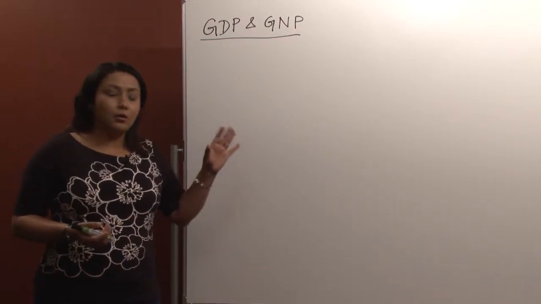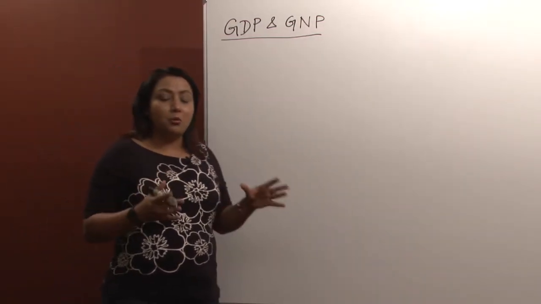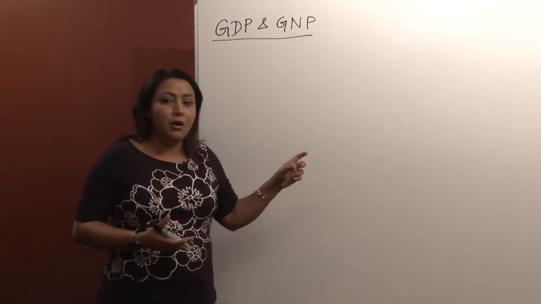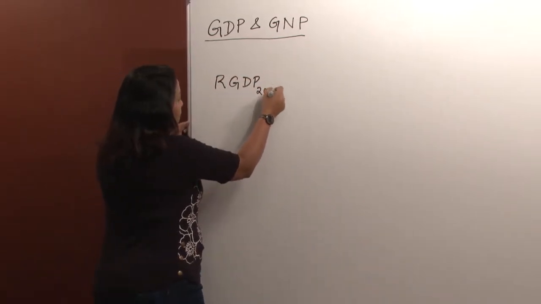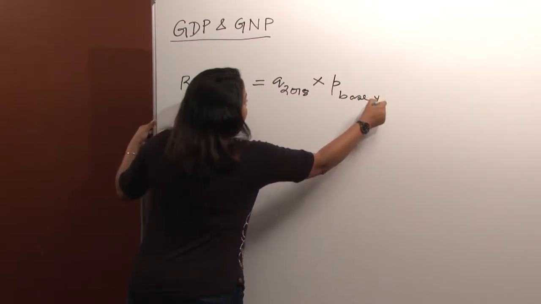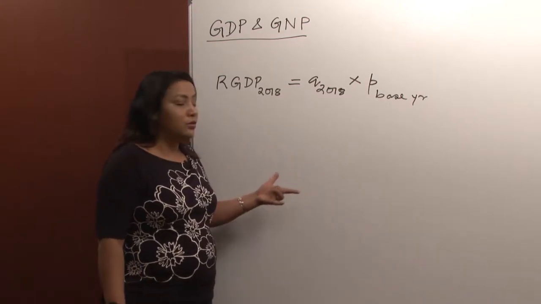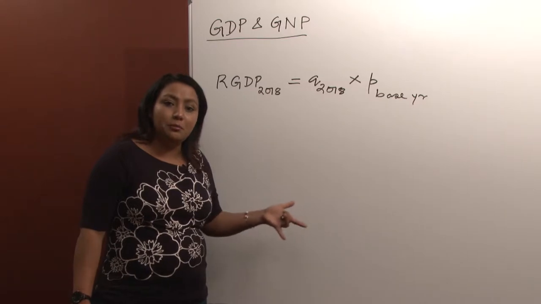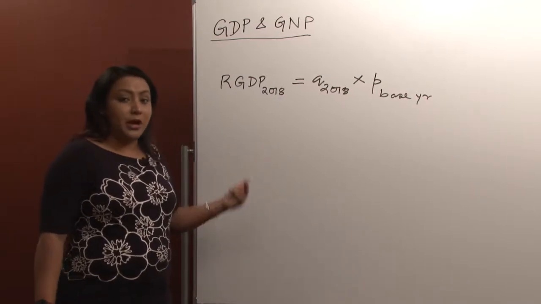Now, last time we talked about the difference between nominal GDP and real GDP, and I also worked through a numerical problem where I showed you how we could calculate the nominal and the real GDP. But today I want to talk to you still about real GDP. Real GDP for 2018, as we know, is the quantity of 2018 times the price of the base year. And any year in the past could be chosen as the base year. For example, I could look at real GDP for 2018 using 2010 as the base year. Or another way of looking at it is the real GDP of 2018 at 2010 prices. That way we are adjusting for the changes in prices over time.